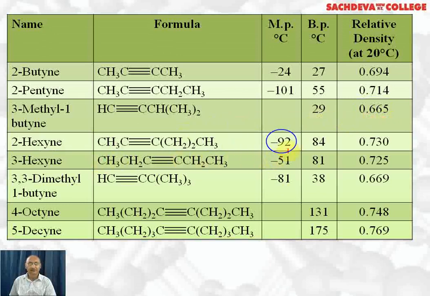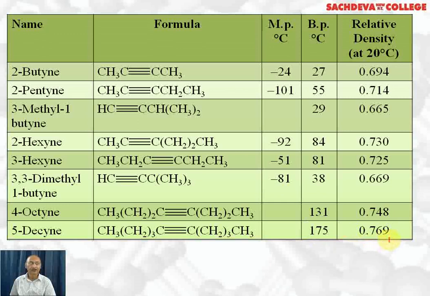2-Hexyne has a melting point of minus 92 degrees centigrade, a boiling point of 84 degrees centigrade, and a relative density of 0.730. 3-Hexyne has minus 51 degrees centigrade as melting point, 81 degrees centigrade as boiling point, and a relative density of 0.725. 3,3-Dimethyl-1-butyne has a melting point of minus 81 degrees centigrade and a boiling point of 38 degrees centigrade, and a relative density of 0.669. 4-Octyne has a boiling point of 131 degrees centigrade and a relative density of 0.748. 5-Decyne has a boiling point of 175 degrees centigrade and a relative density of 0.769.